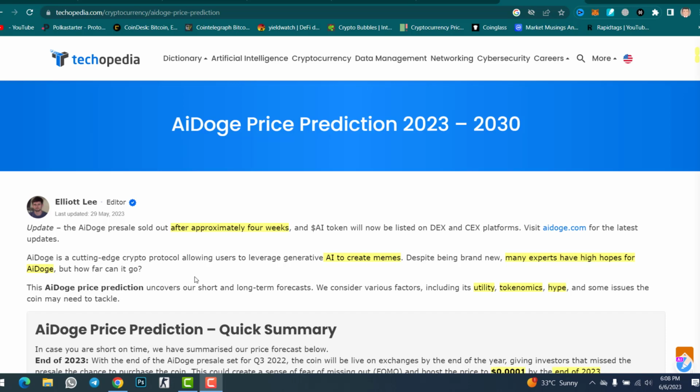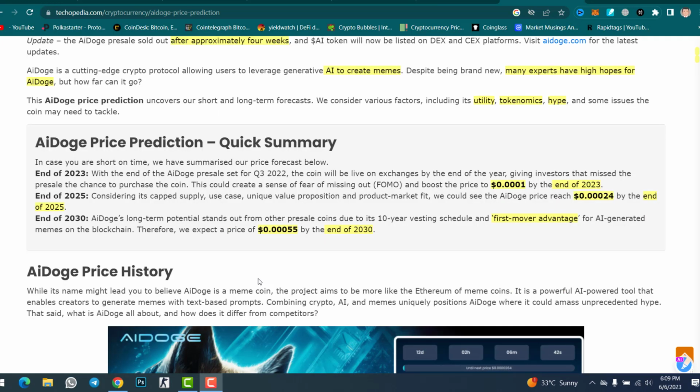The main feature of Ai Doge is that users and developers can create any meme project in here. There will be a voting system and the developers can earn rewards. Many experts have high hopes for Ai Doge in the future. This Ai Doge price prediction uncovers our short and long term forecast. We consider various factors including its utility, tokenomics, hype and some issues the coin may need to tackle. Because of the utilities, the tokenomics and the hype, there was huge buying pressure and huge buying volume. Because of that, in only 1 month we completed 20 stages. So if you still did not participate in the pre-sale, you can still buy the token at the launching price, which is 0.0336. I don't want to read the whole article, so this is the quick summary.